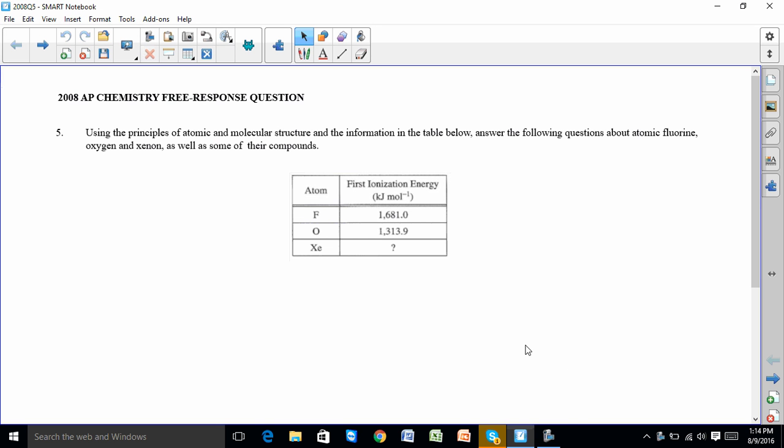Okay, this is one of those essay questions. I really don't like essay questions. They're usually 4, 5, 6, 7. Okay, using the principles of atomic and molecular structure and the information in the table below, answer the following questions about atomic fluorine, oxygen, and xenon, as well as some of their compounds.